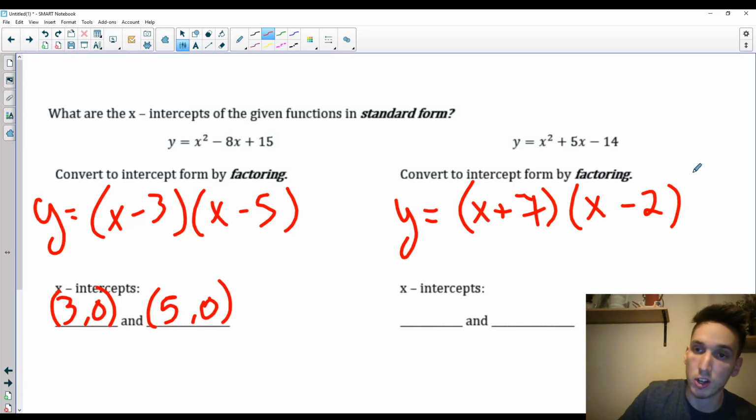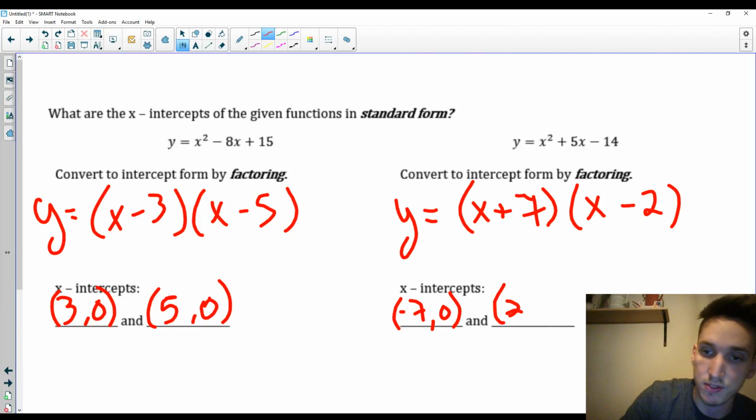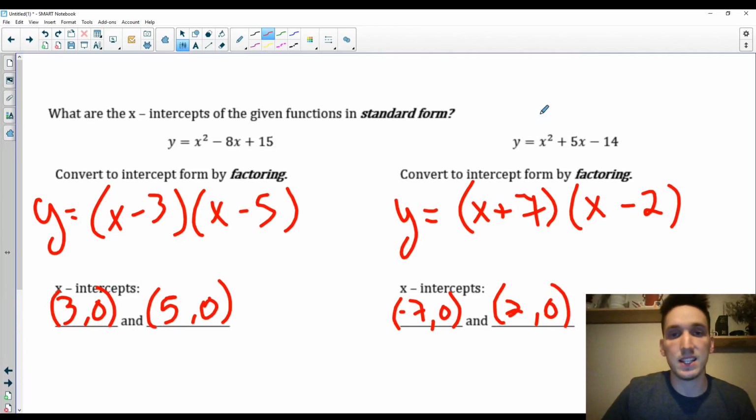So when we convert that from standard to intercept form, we can easily see the x-intercepts now. Positive 7 means a minus 7, 0. And a negative 2 means a positive 2, 0. So hopefully you're kind of seeing the basic gist of intercept or factored form.